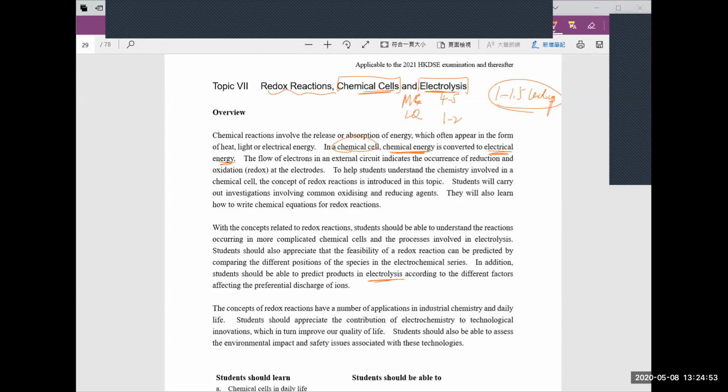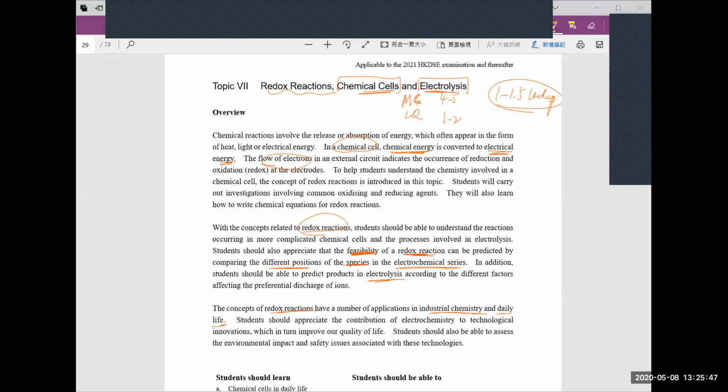Okay, so what is that? You are going to have a flow of electrons. You need to have a loss and a gain of electrons while you are having a redox reaction. Okay, and inside that, you may know something about oxidation number, transfer of electrons, gaining or losing of hydrogen, oxygen, etc. Right? So all those are just ways for you to define the redox reactions. Okay, and also you are going to predict the feasibility of a reaction by comparing different positions of the species in the ECS. And what's next is about the application of redox reactions in our daily life, in terms of industrial applications and daily life applications.